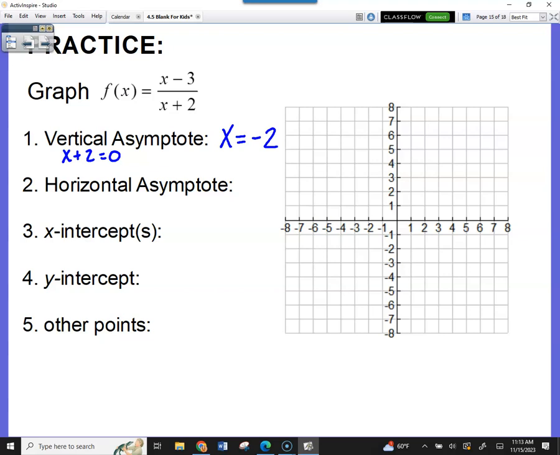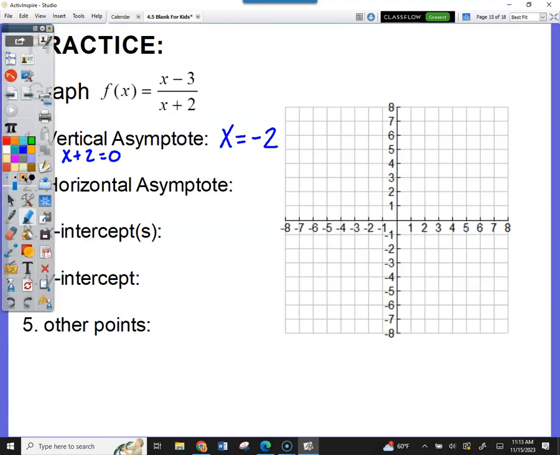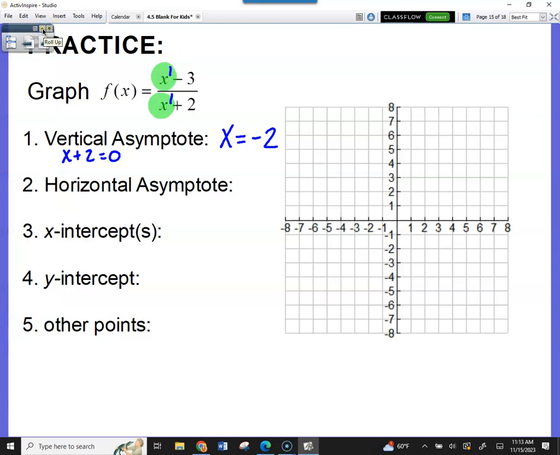Horizontal asymptote is your lead terms test. I don't have a lot of room here, so I'm just going to take the highlighter and highlight those lead terms, and then I'm going to look at the degrees. The degree 1 equals the degree 1. Do you remember then what the horizontal asymptote is? Yep. When they equal, you go back and you pull the leading coefficients. So this is a 1 over 1, so it's y equals 1.